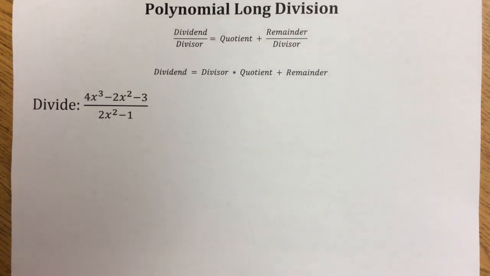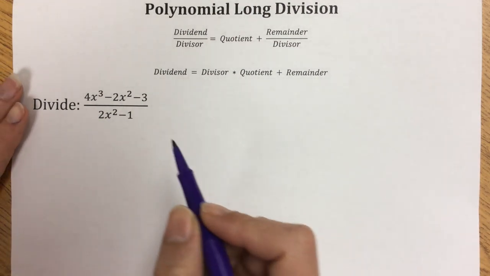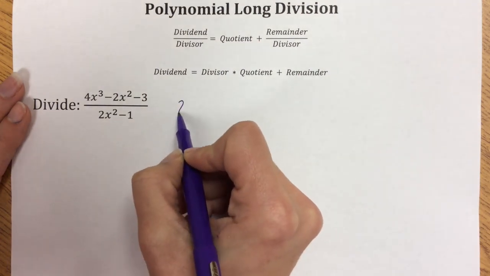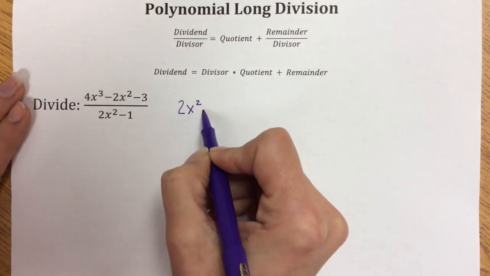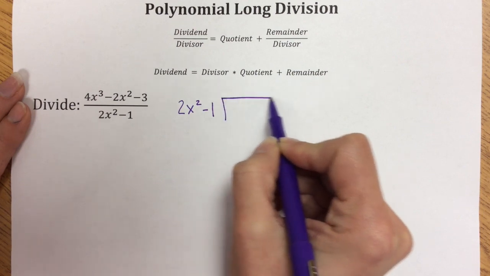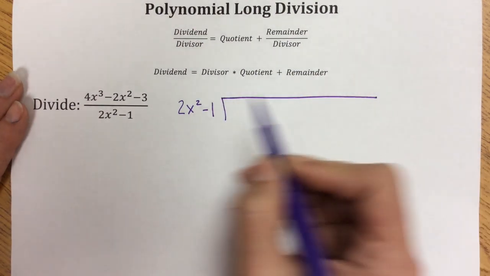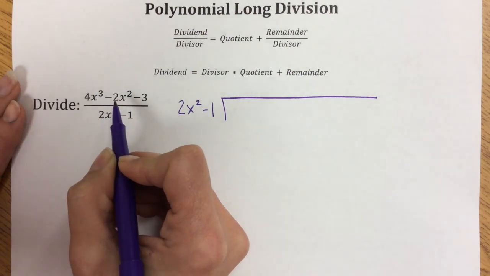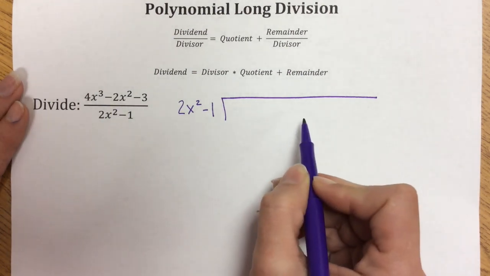Let's look at an example of polynomial long division. Let's start off by setting it up. We are going to take the divisor, or what we're dividing by, and start with that. So 2x squared minus 1. And then we are going to put our dividend, or what we are dividing into, inside.